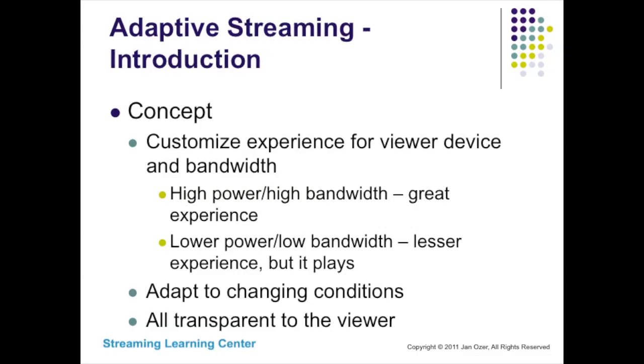So the concept of adaptive streaming is to customize the experience for the viewer, device, and bandwidth. That means you produce multiple files, some at lower data rates, some at high data rates. And when the connection speed is adequate and the CPU horsepower on the playback side is adequate, you send the higher quality file. When the connection speed is lower and CPU power is lower, you send a low quality file. It's all transparent to the viewer, and it's all adaptive. So if something happens to the viewer's bandwidth, the stream will change, all behind the scenes.